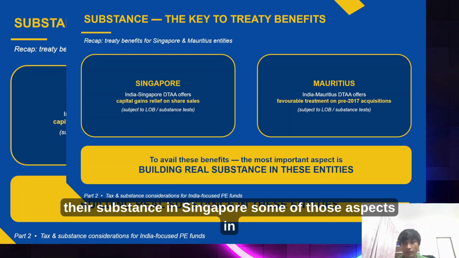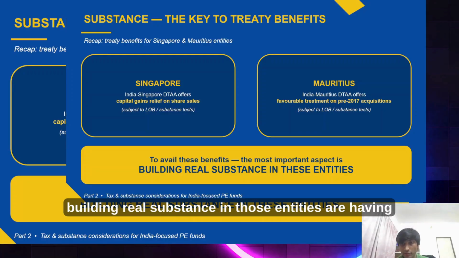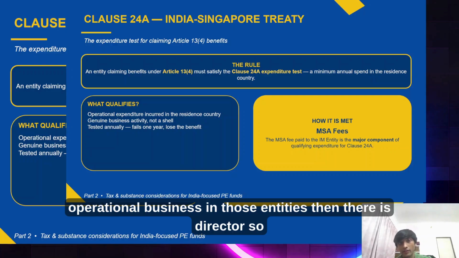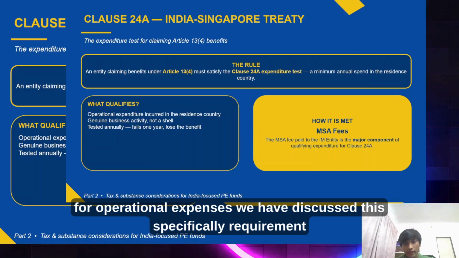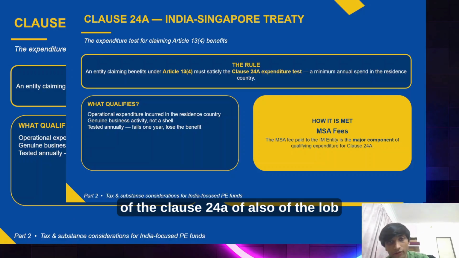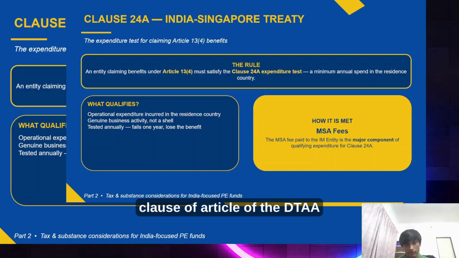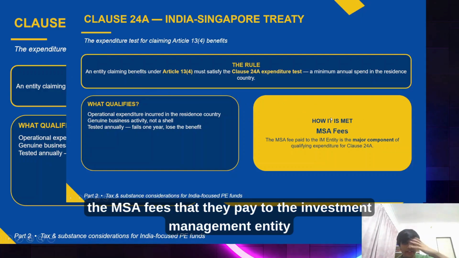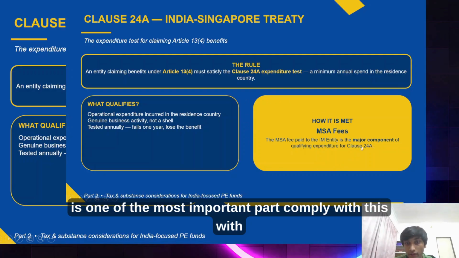Some of those aspects in building real substance in those entities are having operational business in those entities. Then there is director. So for operational expenses, we have discussed this specifically requirement of the clause 24A of the LOB clause of article of the DTAA. And as we discussed earlier, the MSA cost or the MSA fees that they pay to the investment management entity is one of the most important part to comply with this cost.